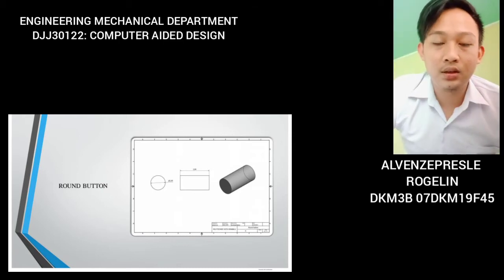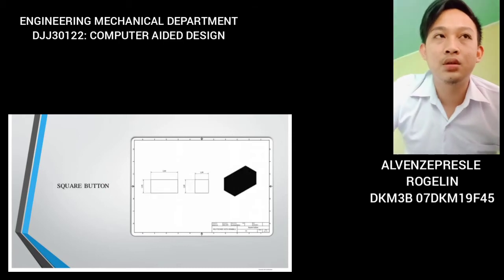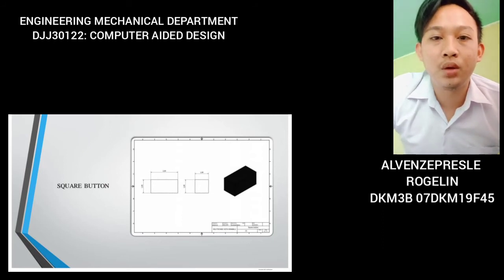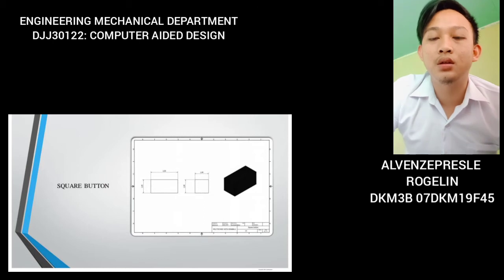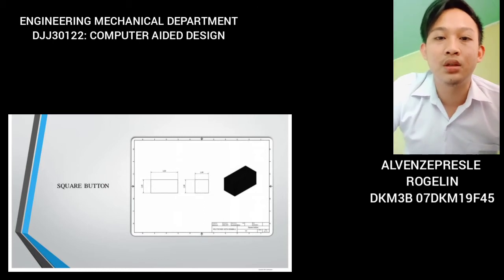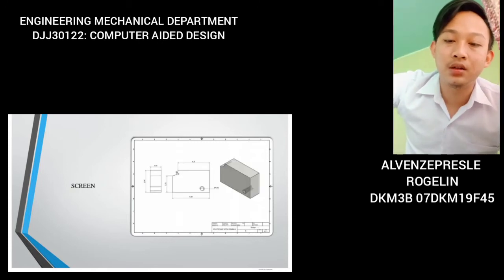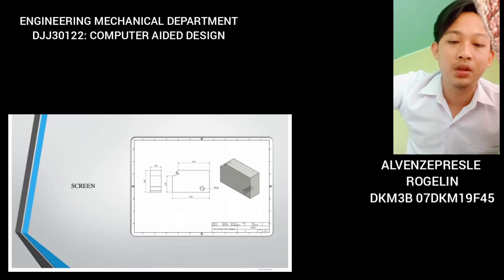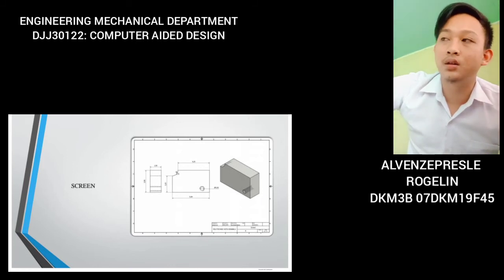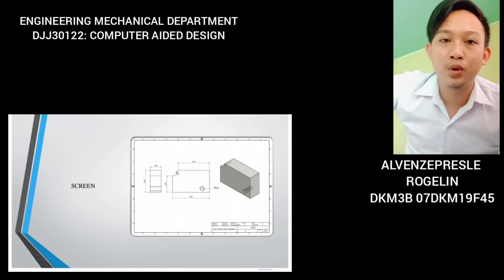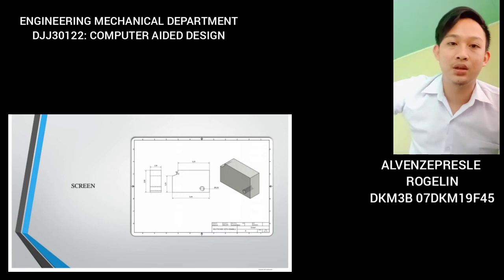Okay, next is the square button. The square button has a height of about 1 millimeter, and the length of the square button is 2 millimeter. Next is the screen, and the screen has a length of about 3 millimeter, and the height is about 1.50 millimeter.